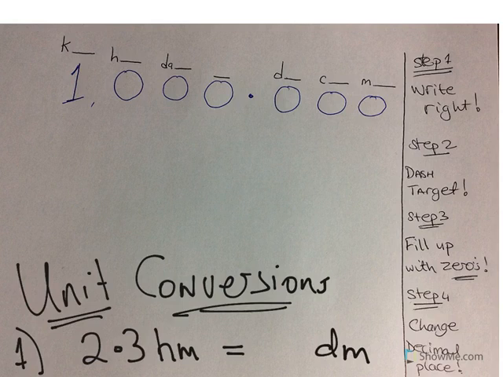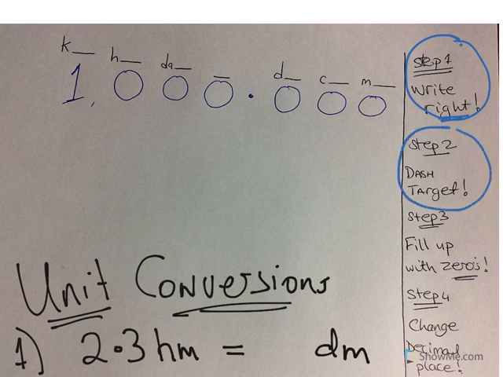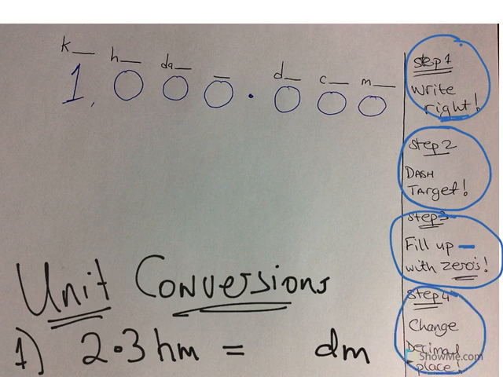So if you remember from class, we have 4 steps in our unit conversions. The first step is we must write the number in the correct place. And of course this is all online, this is on LifeBinders as well. I just tried to shorten this down for you guys. Step 2 is you put a dash under your target prefix. Step 3, we fill up to the dash with zeros, and step 4 we finally change our decimal place.